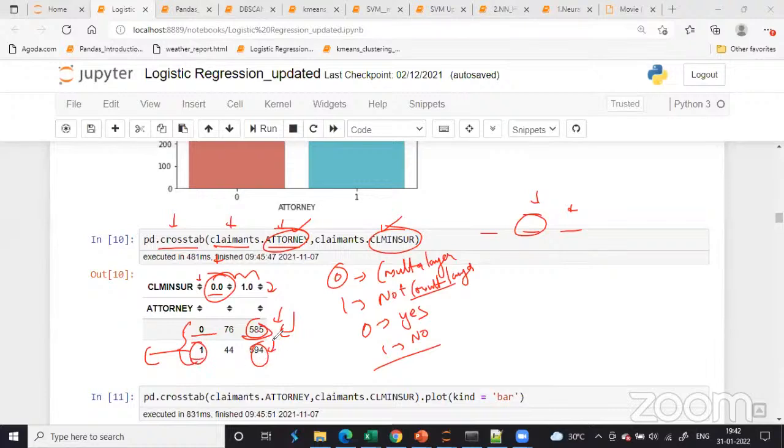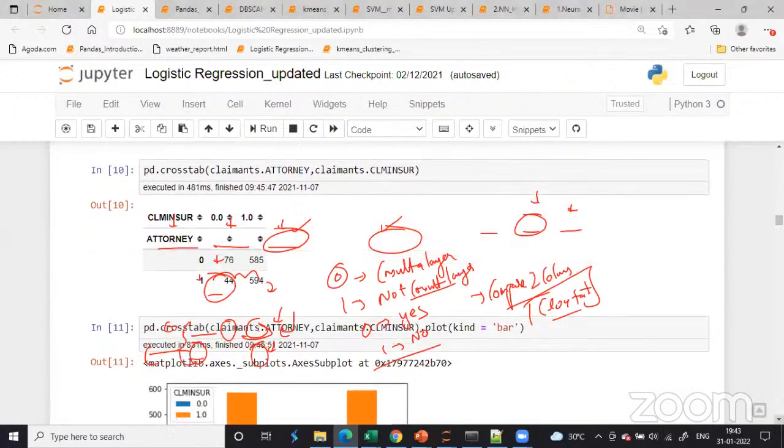What about 76? You have 76 observations in your data set, people who have insurance and who are going to consult a lawyer first. So you can compare two columns using our cross-tab function. That is what you can understand.